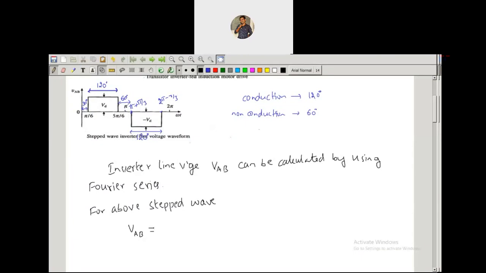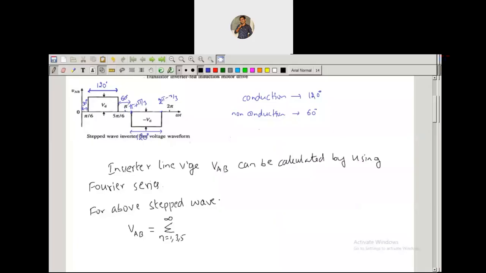And one more thing, this type of waveform is going to contain only odd harmonics, summation n equals 1, 3, 5 and so on up to infinity. It doesn't contain any even terms. It contains only odd terms here. This type of stepped waveform.